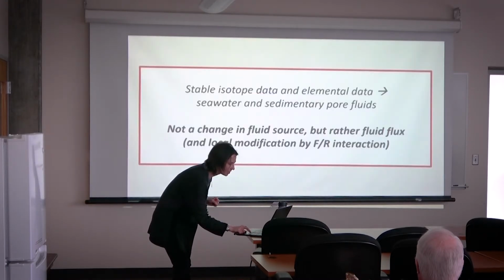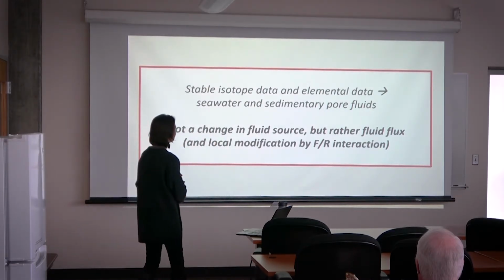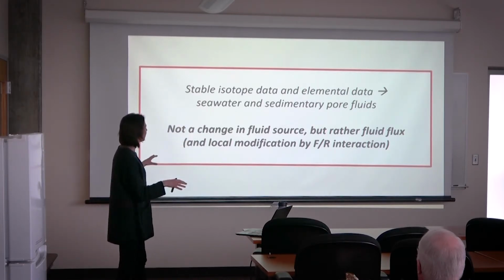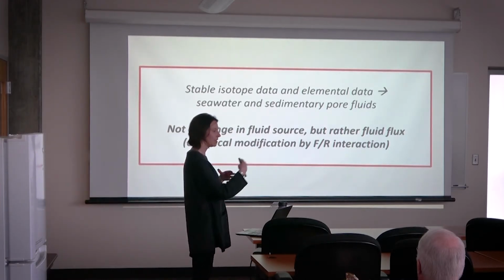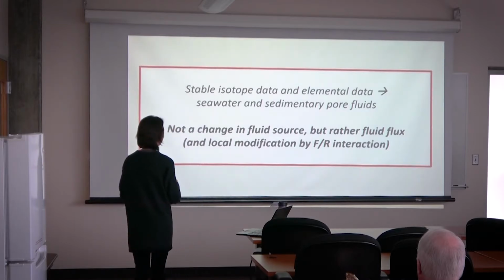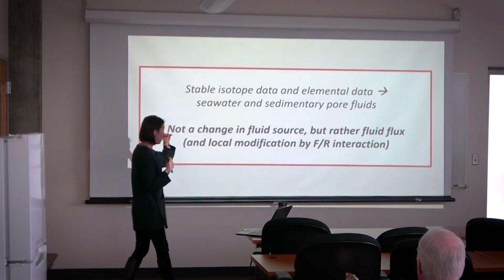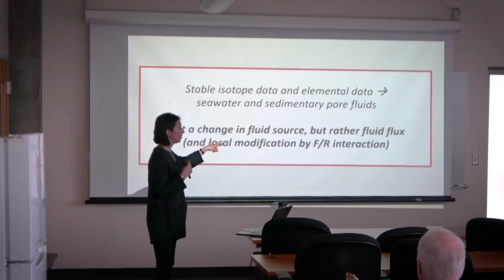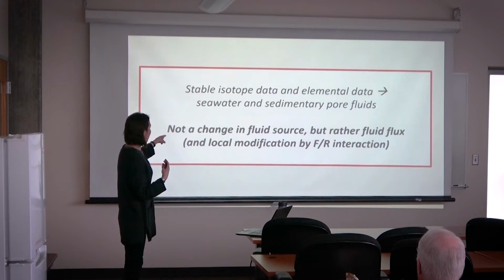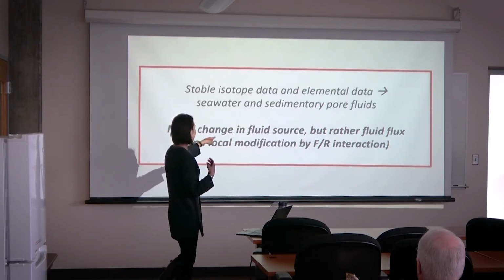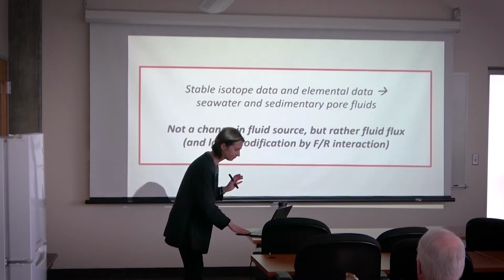Okay, so this was a little bit of a surprise for me. And so how I interpret it is the stable isotope data and the elemental ratio data are all consistent with sedimentary pore fluids or seawater. And so there's actually not a change in the fluid source going from north to south. So this change in concentration that we see is not due to some sediments dehydrating in one place and not in another. But I think this actually has to do with fluid flux. I'll explain that in a minute. So it's not the source, but the amount of fluid. And I do think that, particularly in the case of lithium, there is some local modification by fluid-rock interaction. We can talk about that in more detail afterwards.